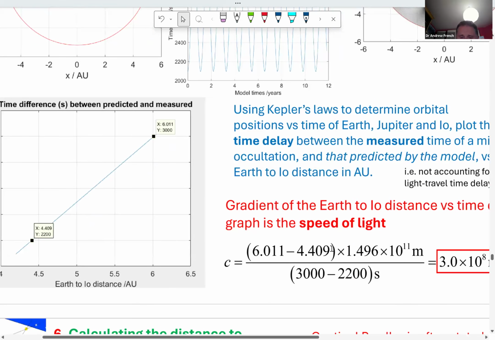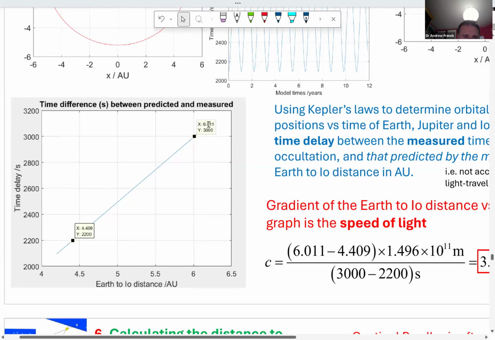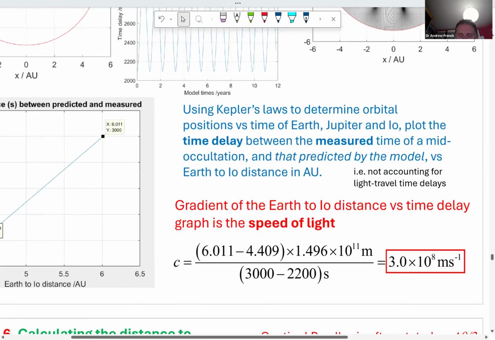So if you work out those distances here, I'm using these numbers, my Earth to Io distance, so between 6 and 4.4 astronomical units. That's an astronomical unit, which we found last time. And you divide that by the gradient, so the time here. And that will give you about 3 times 10 to the 8. So there we go. So that's pretty darn cool.